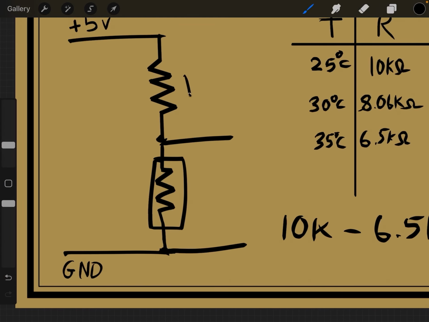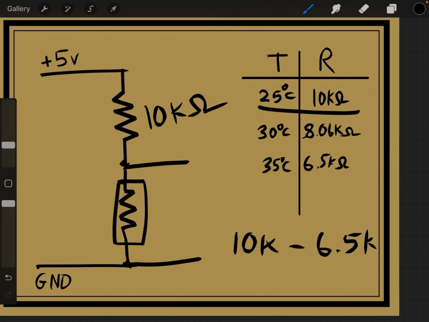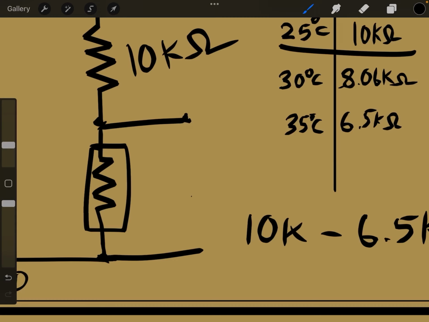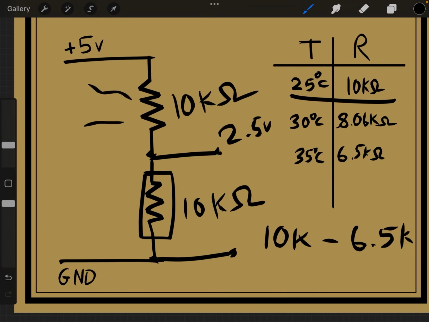That means in our voltage divider circuit, if we have a 10k resistor here, then at 25 degrees, the voltage across here will be 2.5 volts, right? Because we've got two 10k resistors, and so half the voltage is going to be lost across all of them as we go from 5 volts to 0 volts.